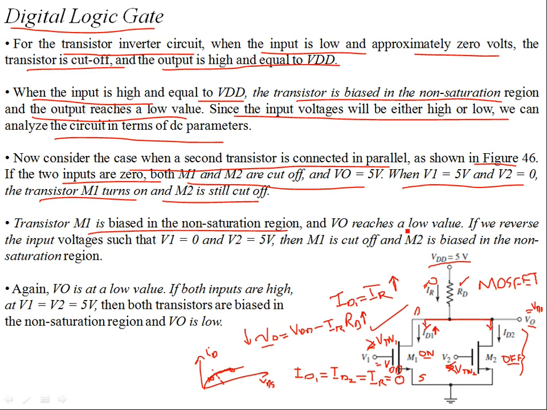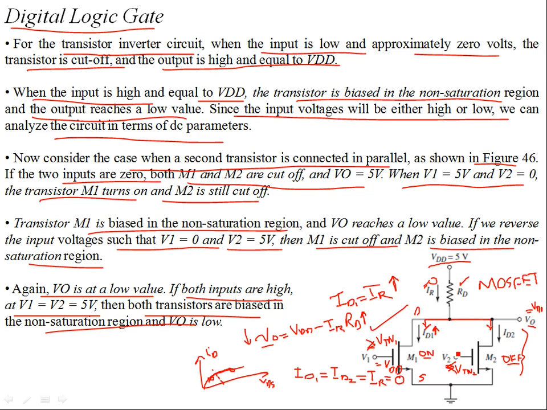So if any of the two transistors is on and the other is off, the scenario is the same. The output voltage is low. But when both are off, the output is high. So if V1 is 0 and V2 is 5 volts, M1 is cut off, M2 is biased in the non-sat region, and V naught is at a low value. If both inputs are high, then both transistors are biased in non-sat, and V naught is again low.